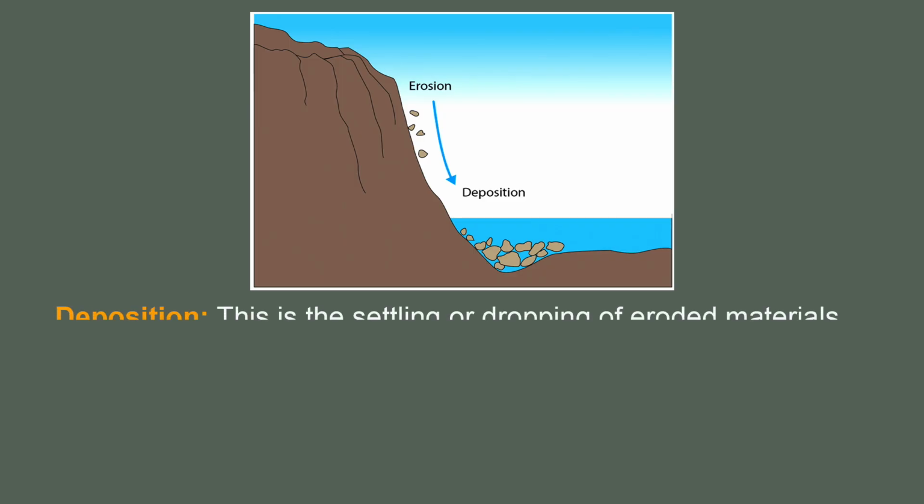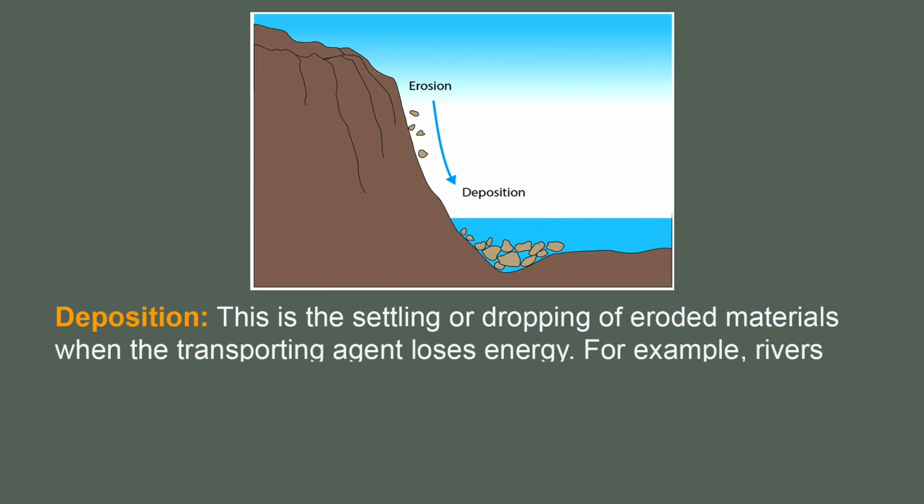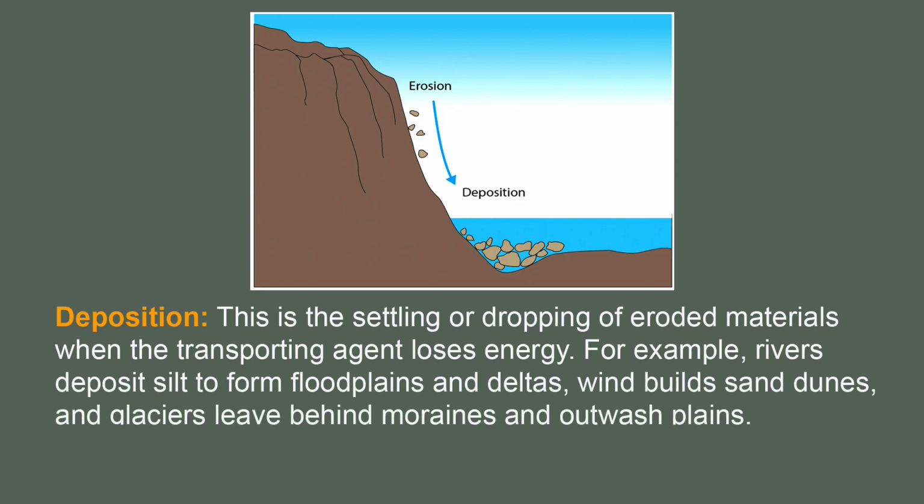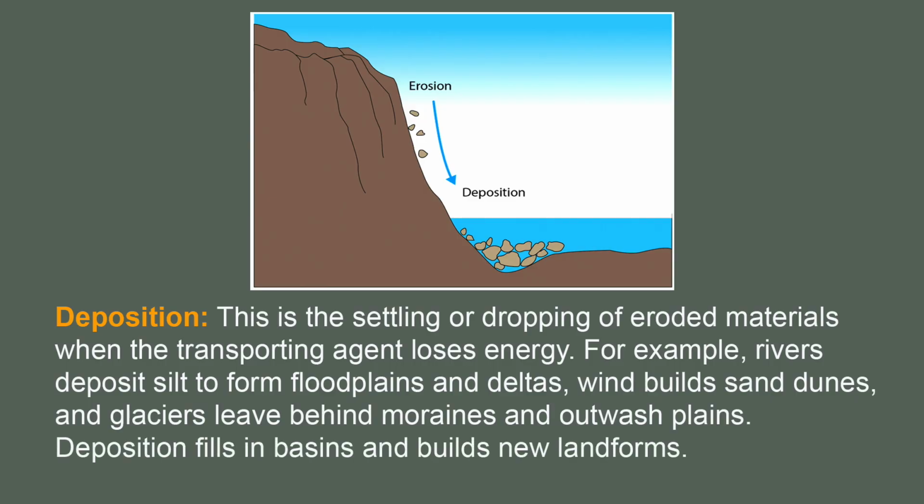Let's talk about deposition. This is the settling or dropping of eroded materials when the transporting agent loses energy. For example, rivers deposit silt to form floodplains and deltas. Wind builds sand dunes and glaciers leave behind moraines and outwash plains. Deposition fills in basins and builds new landforms.